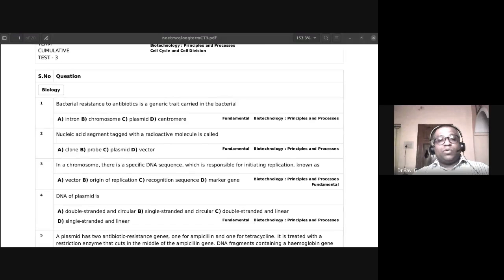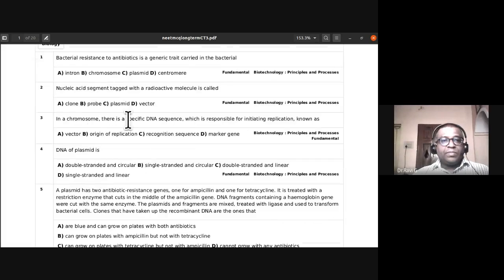Third one: in a chromosome, there is a specific DNA sequence which is responsible for initiating replication, known as what? Is it called vector, origin of replication, recognition sequence, or marker gene? The sequence responsible for initiating replication is B. The answer is B, origin of replication.